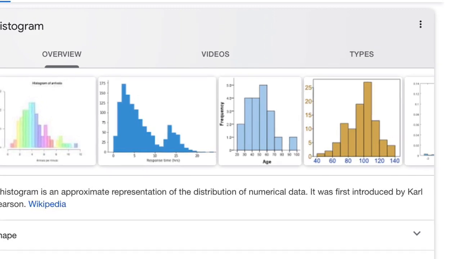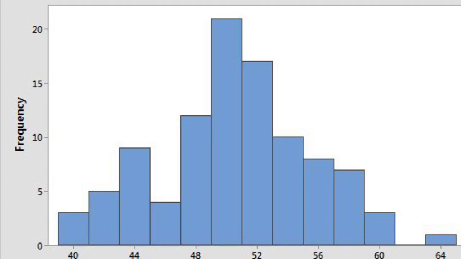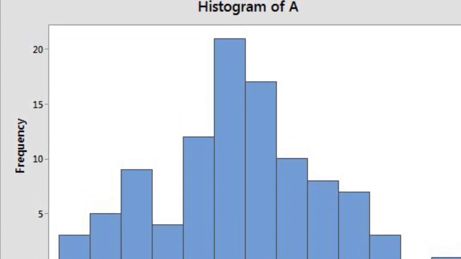What's a histogram? Well, a histogram is a type of graph that represents how often an event occurs over fixed intervals, like distance and time.